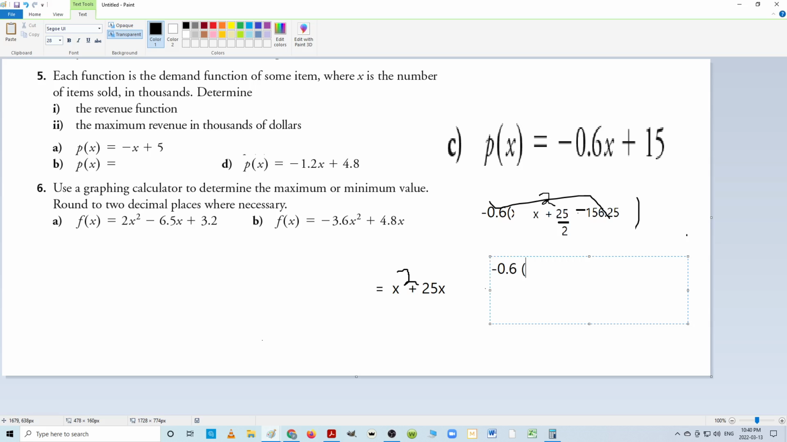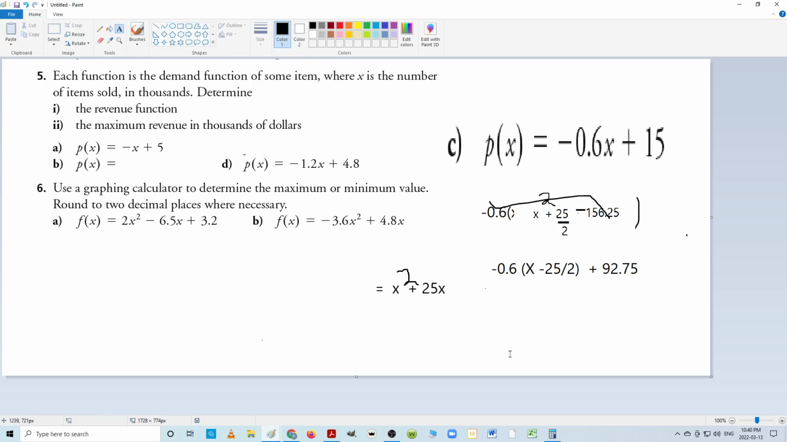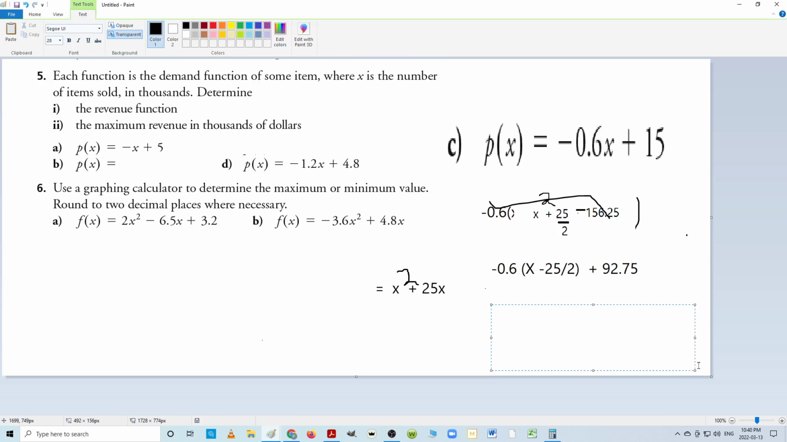And that's not an x squared, by the way. That should be x plus 25 over 2. And by the way, it's going to be minus, because I forgot again to change the sign of it. And I think I said minus 2.75. And that's what I'm left over, which means the vertex is 12.5, or 12,500 products sold to make $92,750.